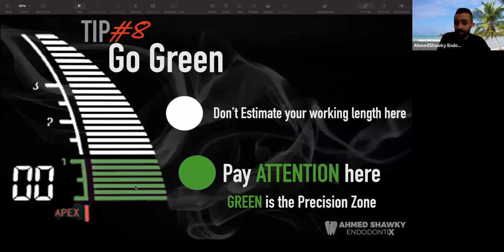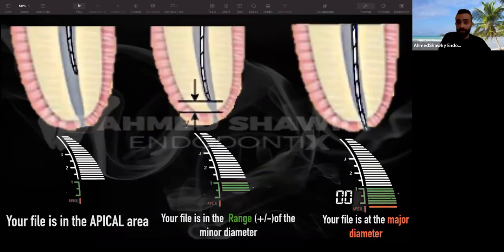Once the file starts giving a green reading or coming to the apical area, on the motor you will find 2, 3, 2, 1, and 0, for example. So once you get into the apical part, you can be in the comfort zone of working length determination, a precision zone, okay?